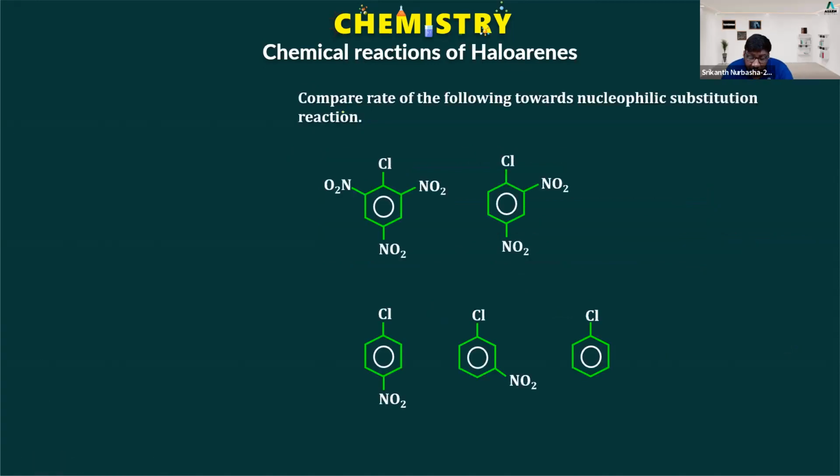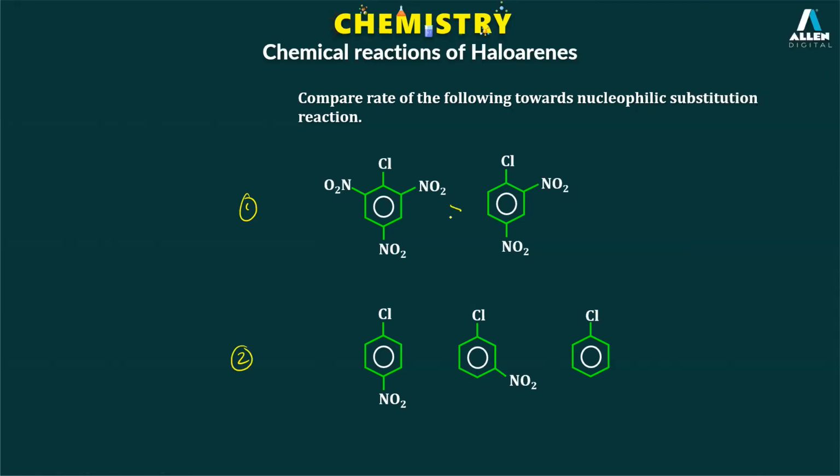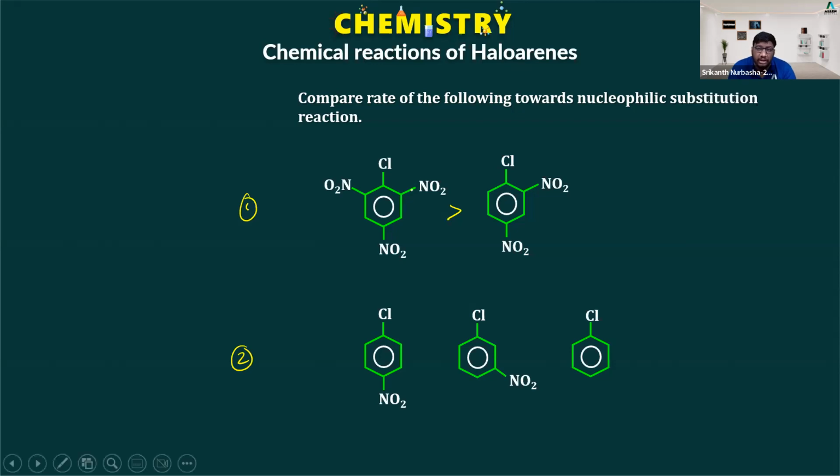So compare the rate. First question, compare the rate of the following towards nucleophilic substitution reaction among these two. A is greater than B. Obviously, the more the number of electron withdrawing groups, the more will be the rate of nucleophilic aromatic substitution. So here we have 3 NO2, whereas in the second compound we have only 2. Compare the rate in the second example.